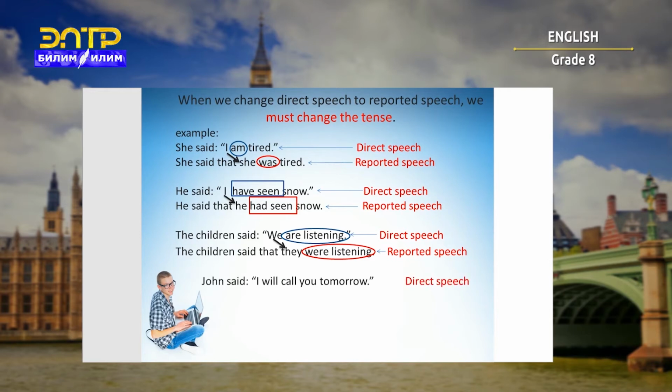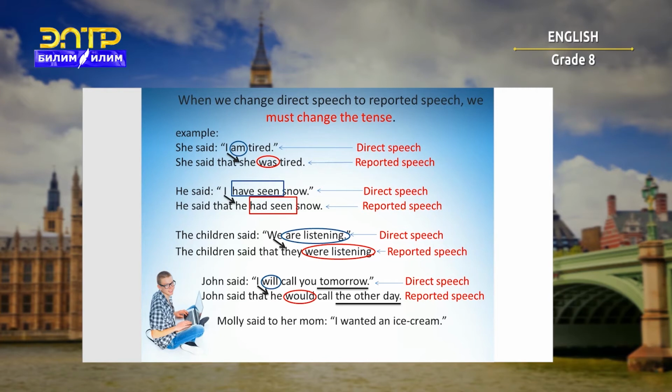John said, "I will call you tomorrow." It is an example of direct speech. John said that he would call the other day, and it is an example of reported speech. What changes do we have in this sentence? Will changes to would, and I changes to he. Tomorrow changes to the other day.